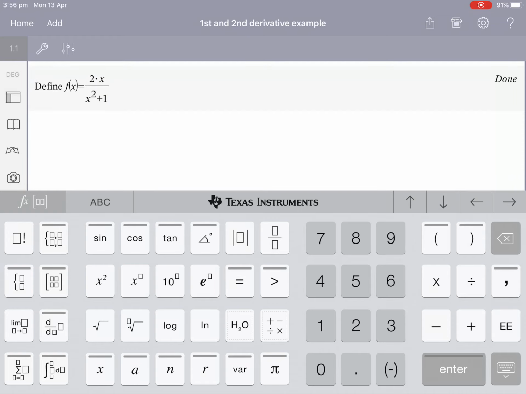Okay, so now that's defined, I can find the first derivative by simply just using the derivative template and then put in here f of x. Okay, and I've got my first derivative. So that's negative 2 times x squared minus 1 on x squared plus 1 all squared. And you can see where the denominator there is all squared. You can see where it fits with the quotient rule.